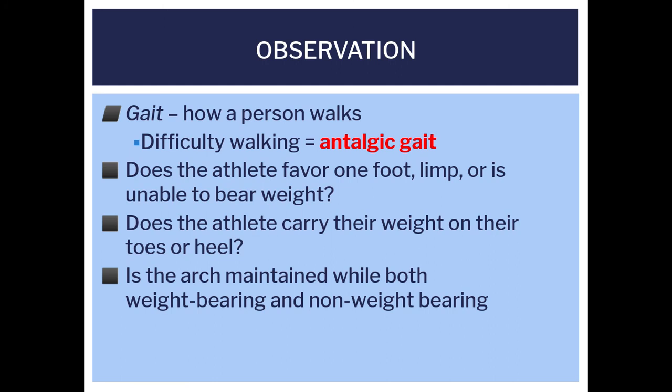And so with the observation, gait would be, again, how the person walks. If they're having difficulty walking, that's called antalgic gait. Does it seem like this athlete is favoring one foot? Are they not putting weight on one side? Is the athlete walking on their heel versus their toe?